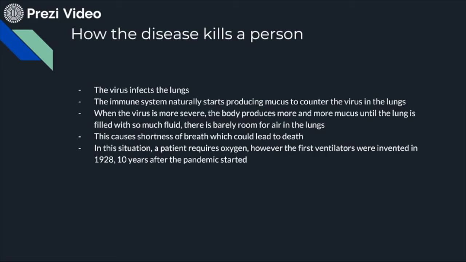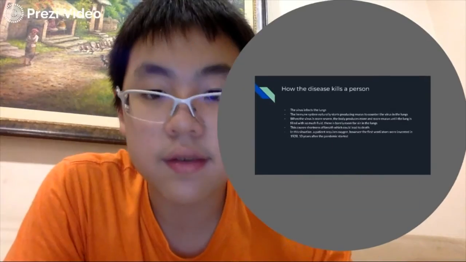If you're wondering why people would die, it is because at that time there were no ventilators. The first ventilator, the iron lung, was used for polio, and that only came in 1928, which was 8 years after the pandemic ended. That's the reason why so many people died and the death rate was very high. Next, I will be talking about COVID-19.